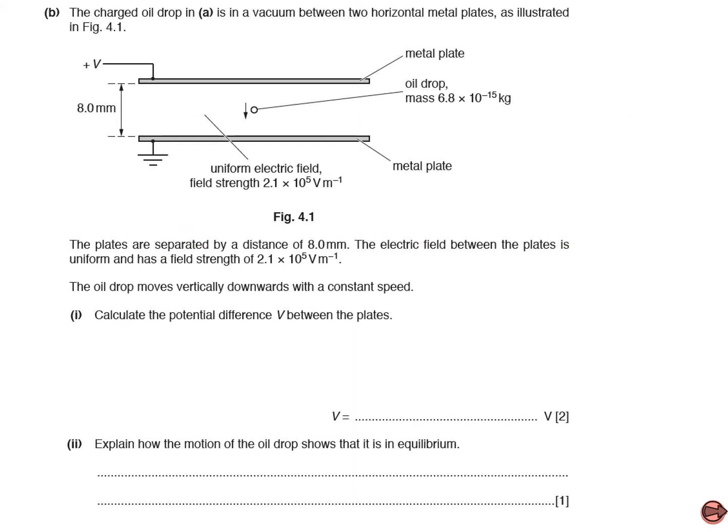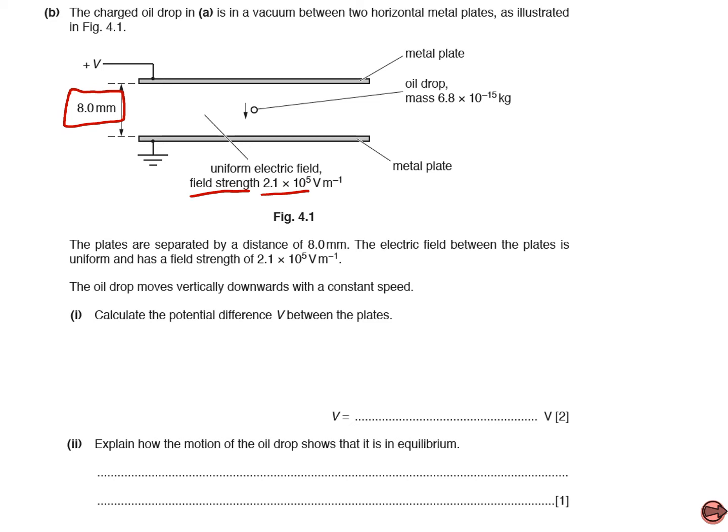So let's try to answer part B now. In this case, the electric field is given to us. The first thing we need to understand is what is given. The separation between the plates is given, that is 8.0 millimeters, and also the electric field is given, that is equal to 2.1 times 10 to 5 volts per meter.